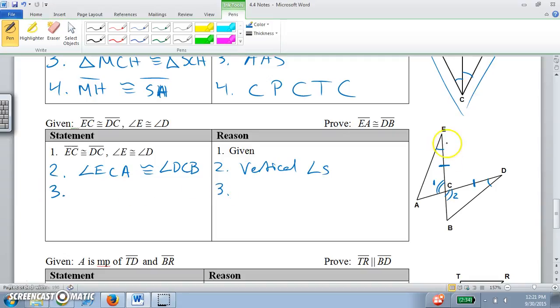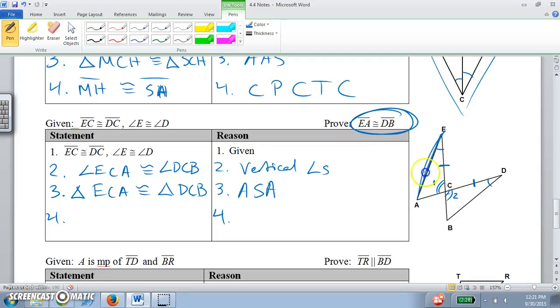Third statement. Now we've got enough to show that these triangles are congruent because I've got two angles and a side in between the two angles. So that's angle, side, angle. Triangle ECA congruent to triangle DCB. We're trying to prove EA congruent to DB. Well, these two match up on these two triangles that we just showed were congruent. So corresponding parts of congruent triangles are congruent, means that EA is congruent to DB.